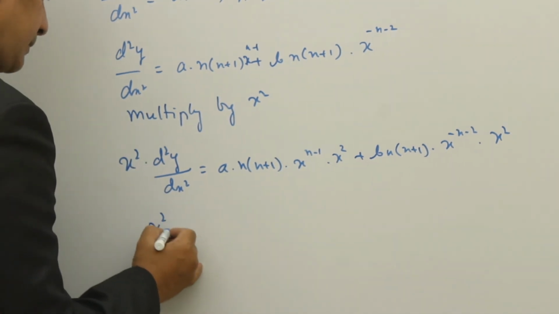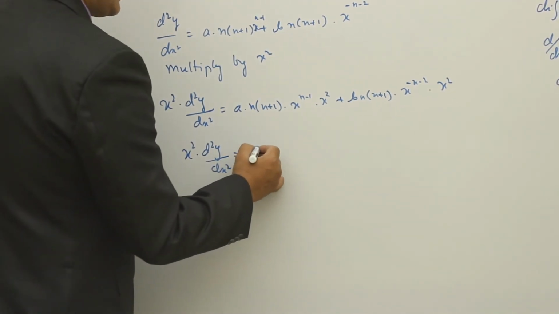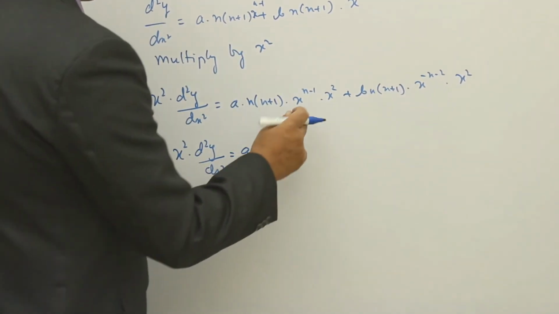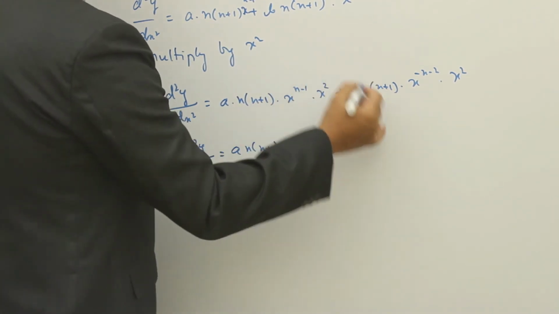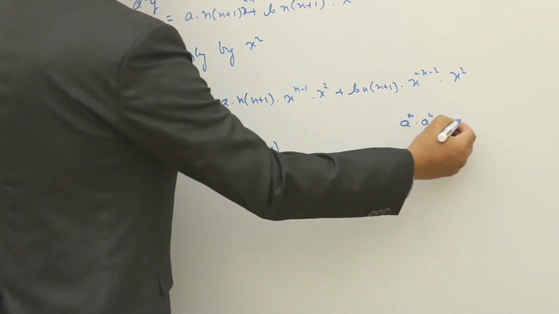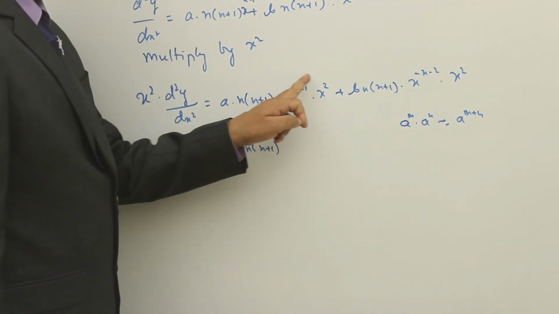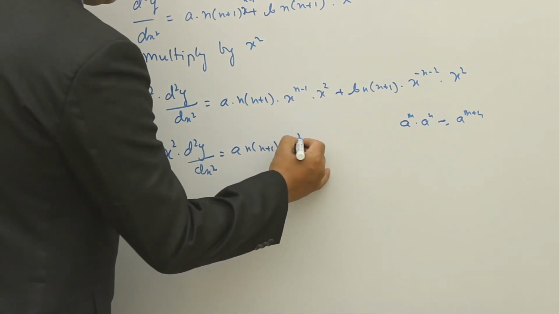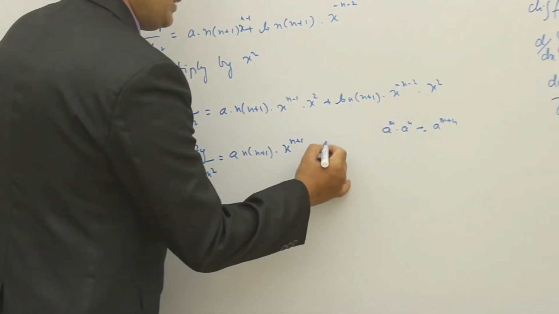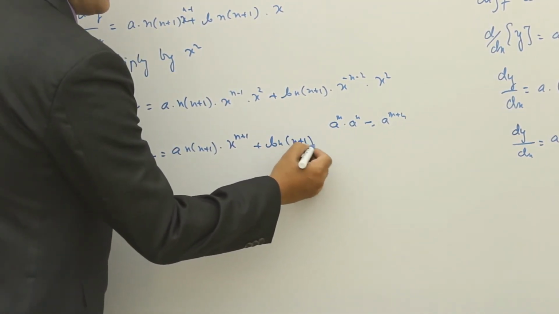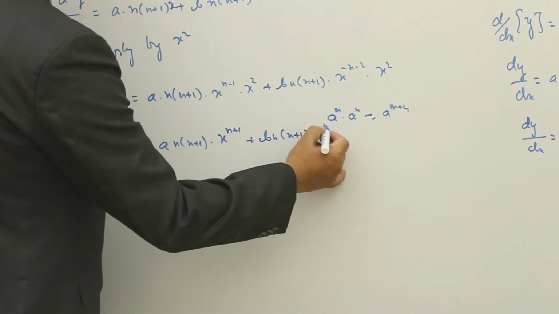So then you get this one, x square into d square y by dx square equals a into n plus 1. Then if you take this one, you get x to the power n minus 1 plus 2. That is, a to the power m into a to the power n is equal to a to the power n plus m. If you apply that law of indices formula here, you get x to the power n minus 1 plus 2. Therefore, it is going to become x to the power n plus 1, because minus 1 plus 2 is 1. So that plus 1 is over here. Plus bn into n plus 1 into, if you take this one, plus 2 and minus 2 will get cancelled. Therefore, it will be equal to x to the power minus n.